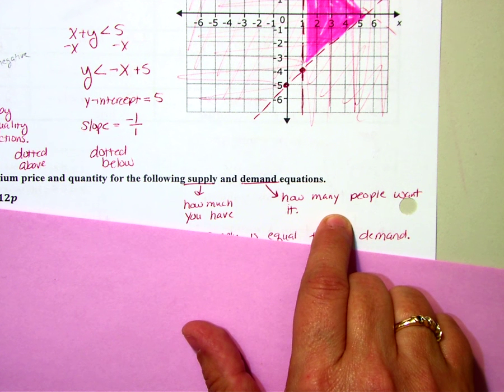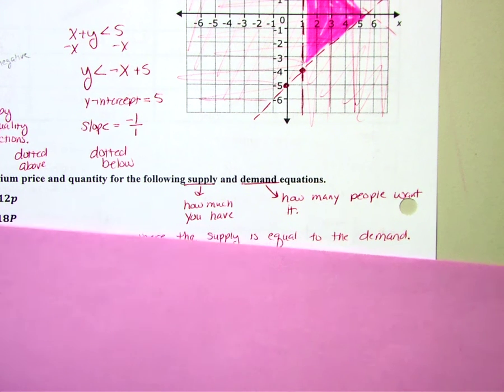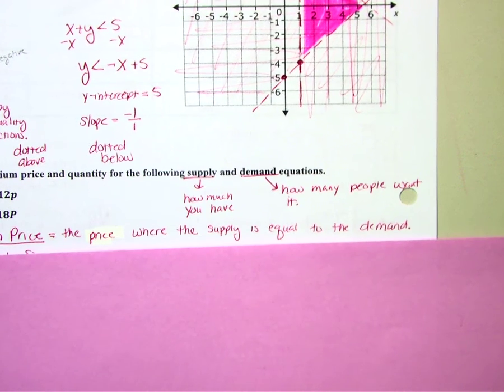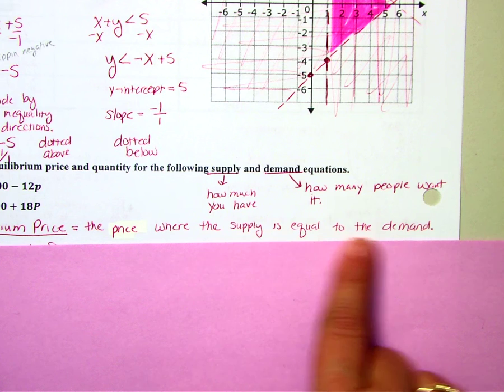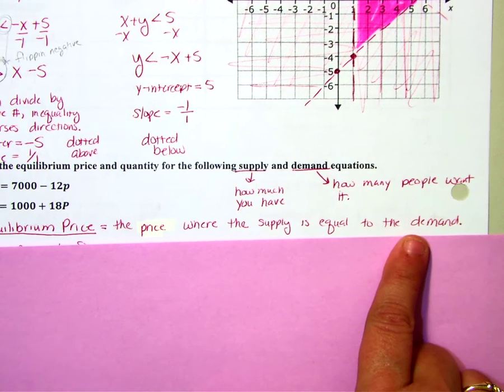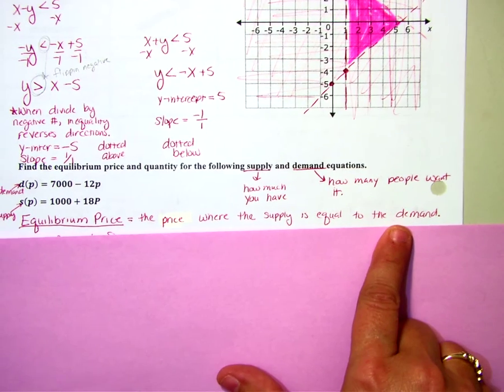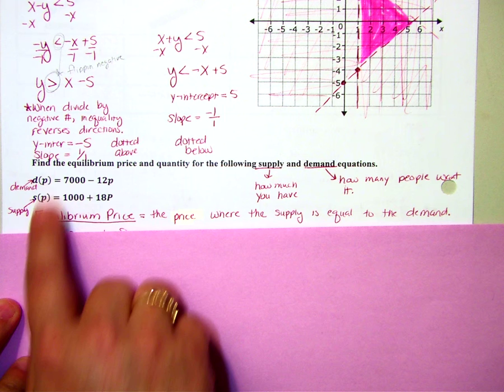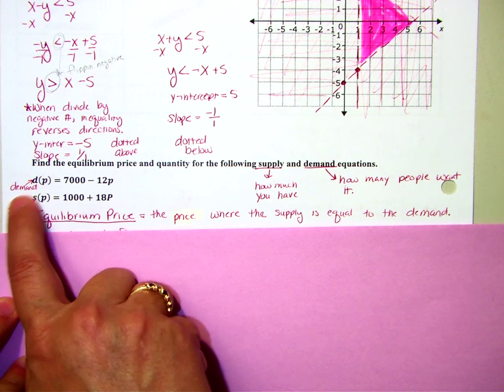The last thing it wanted us to do, let me zoom out here for a second, was to find the equilibrium price and quantity for the following supply and demand equations. Now, supply is how much you have, and demand is how many people want it, be it a car or a food product or whatever. The equilibrium price is the price where the supply is equal to the demand.